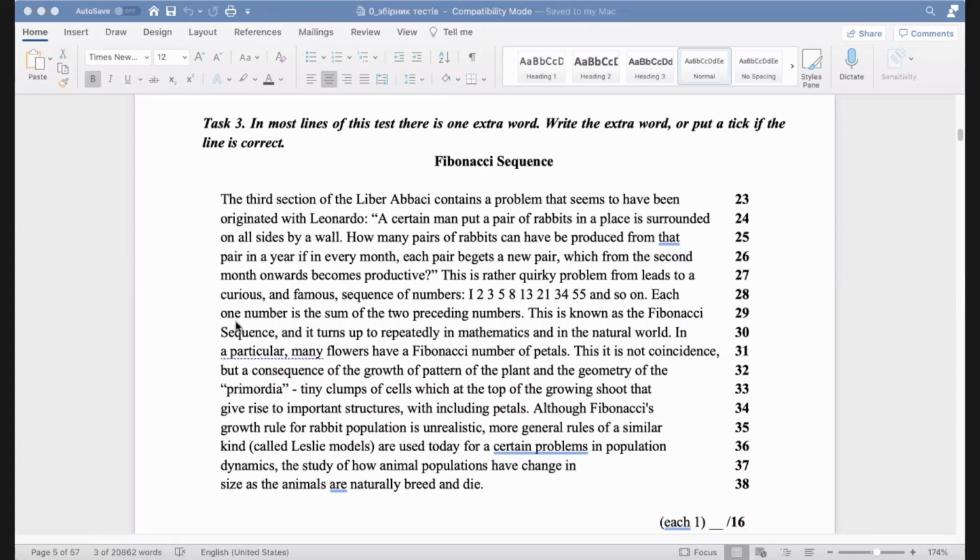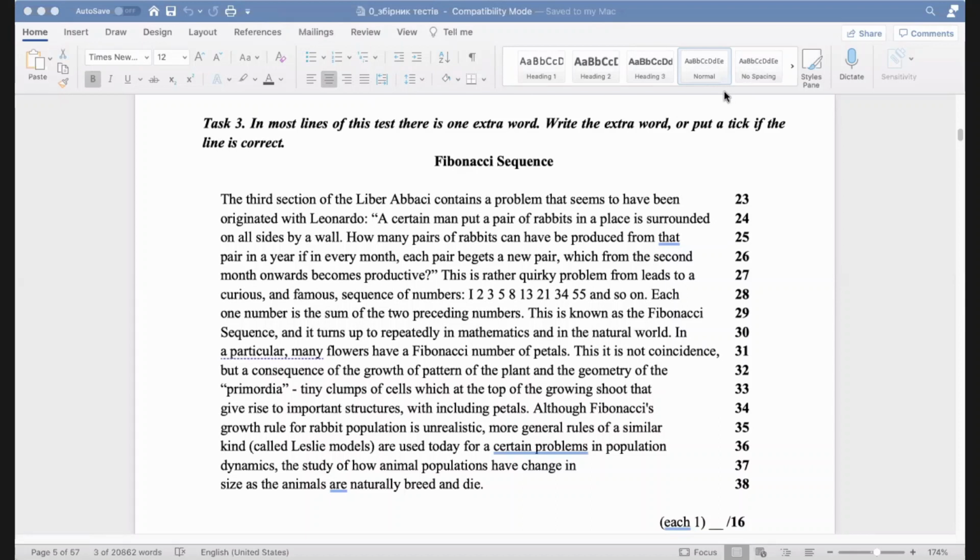The Fibonacci sequence, and it turns up to repeatedly in mathematics and in the natural world. Two. Yes, right here. Two is an extra word. In a particular. Okay. Maybe somebody else wants to continue. Or you, I can continue. Yeah, I can continue. Okay.